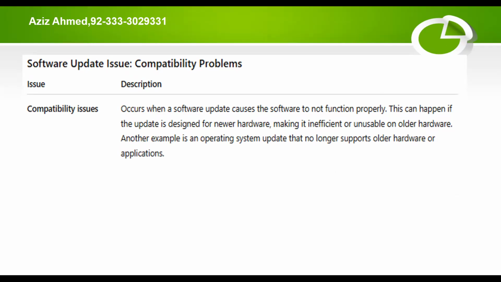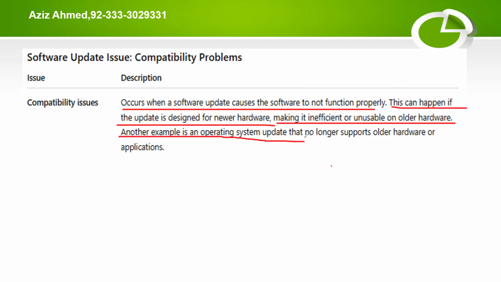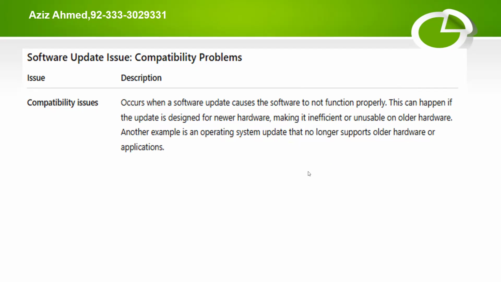Basically, compatibility issue means software is not running properly. It occurs when a software update causes the software to not function properly. So you updated a software, but it is not working according to requirement. This can happen if the update is designed for newer hardware, making it inefficient or unusable on older hardware. Another example is an operating system update that no longer supports older hardware or applications. So enough for today. We will continue from here.